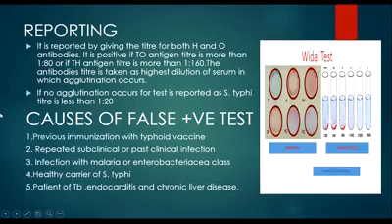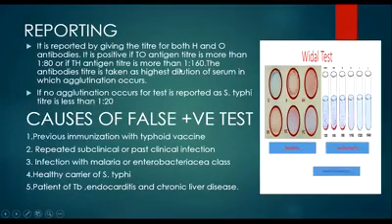Now how do we report these tests? It is reported by giving the titer for both H antigen and O antigen antibodies. It is positive if the O antigen titer is 1:80 or more. That means when we are looking at the O antigen test, the titer should be 1:80 or more: 1:160, 1:320 and so on. If it's less than this, the test is negative, and if it's this or above, the test is positive.